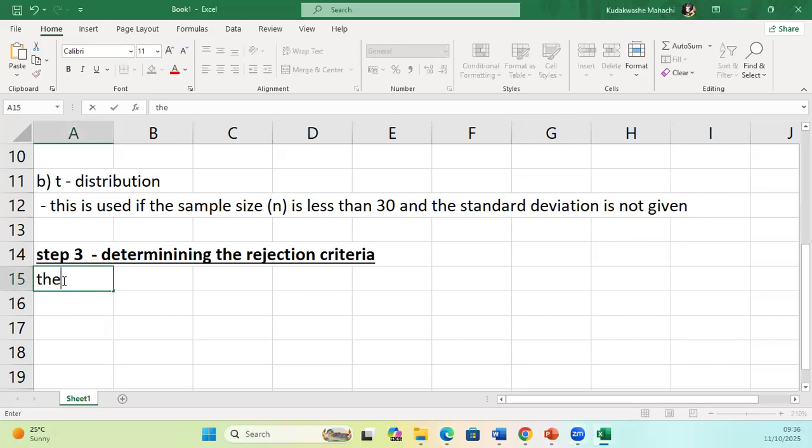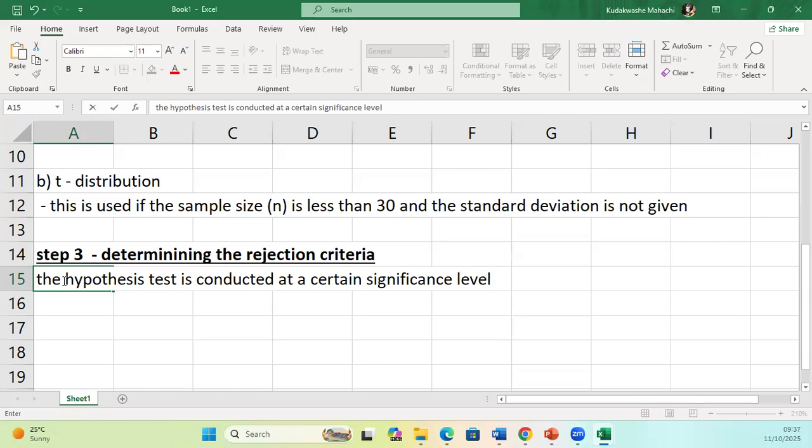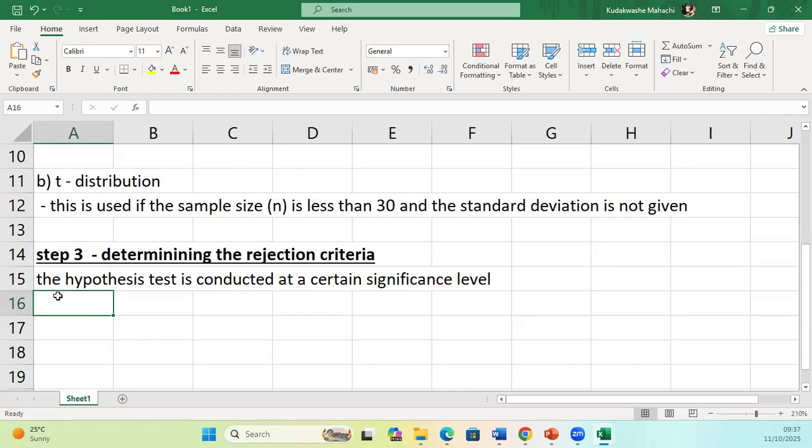So the hypothesis test is conducted at a certain significance level. The significance level will tell us the level at which, if it reaches this level, if this number of people were cured, we can accept. So the significance level will tell us at what point we should reject. It can be 90% significance, it can be 99%, it could be 95%. So they will mention in the question at what significance level to test. So the significance level is the one that determines the rejection criteria.